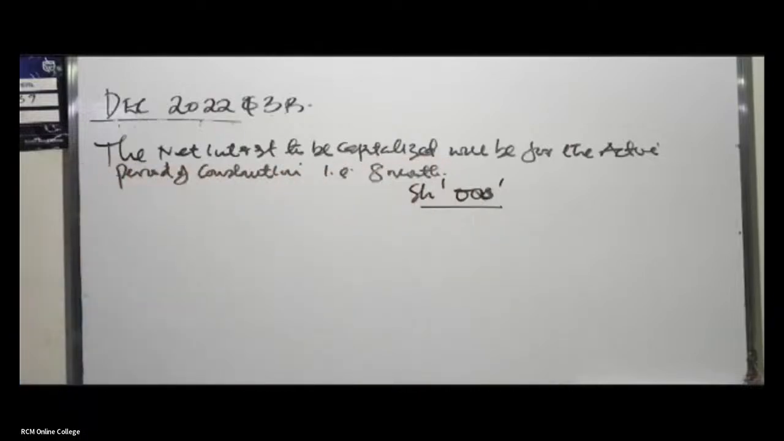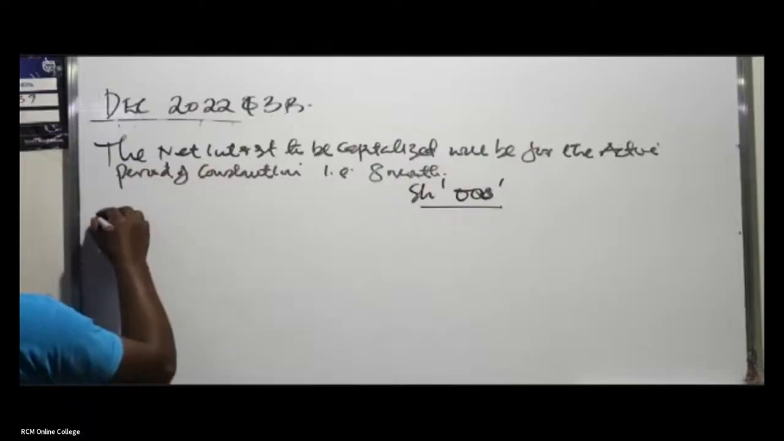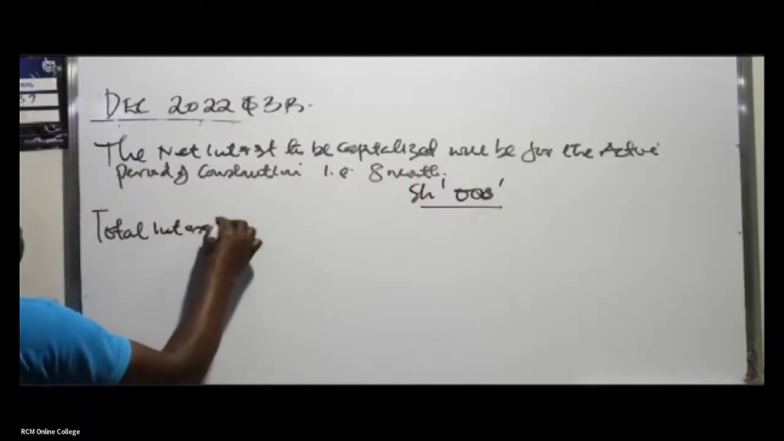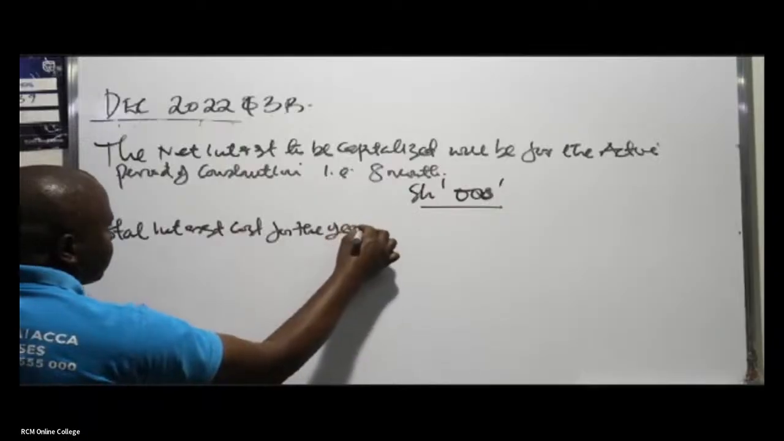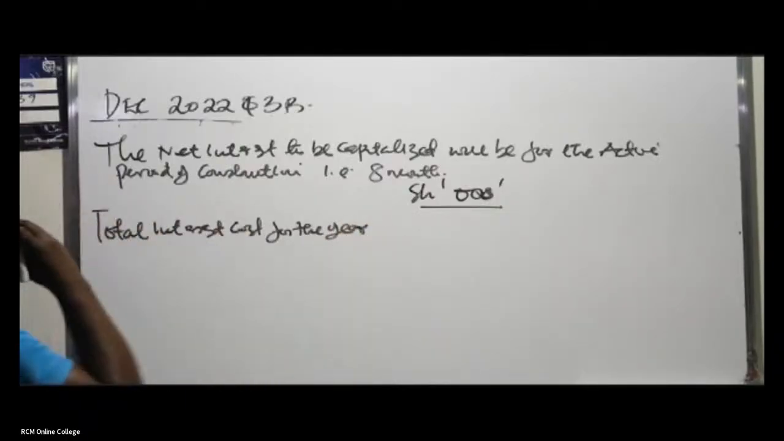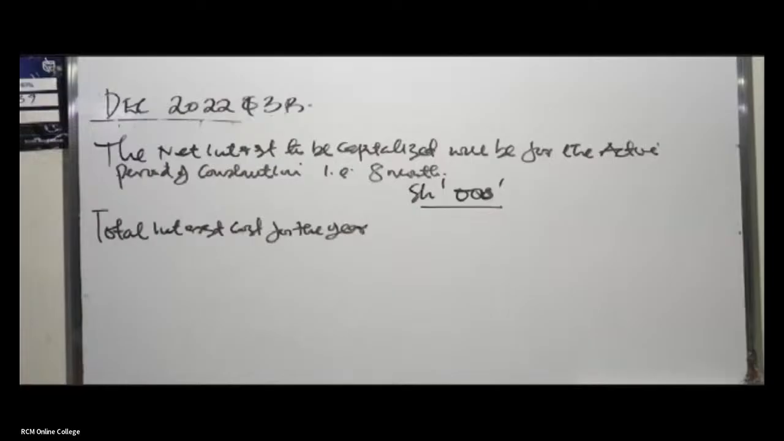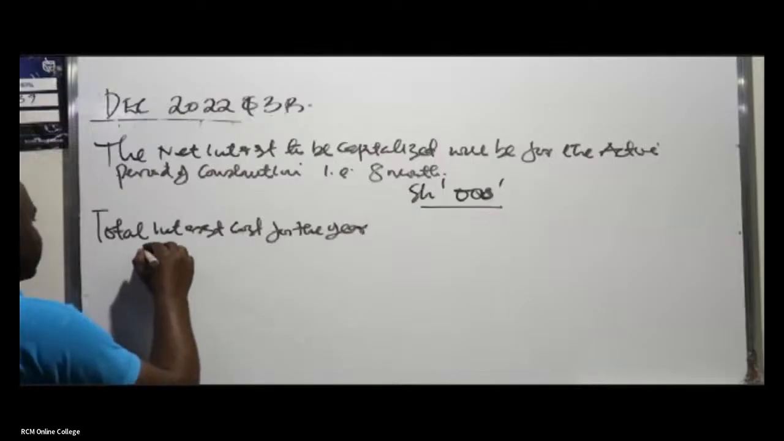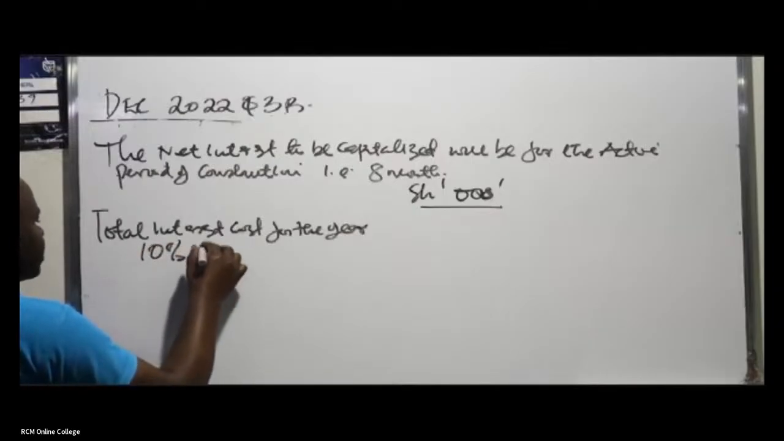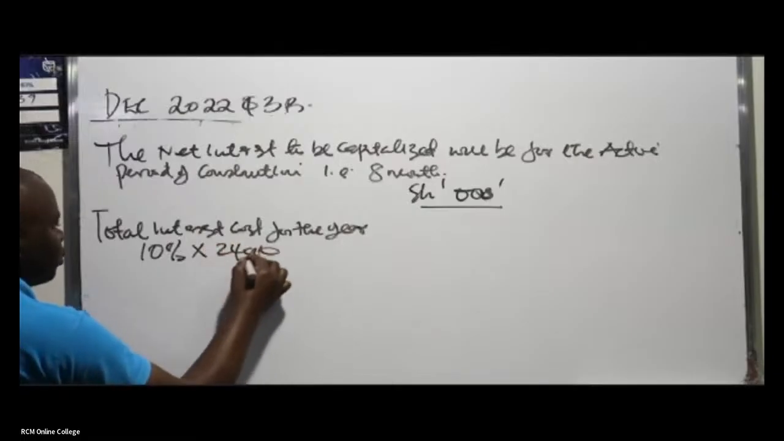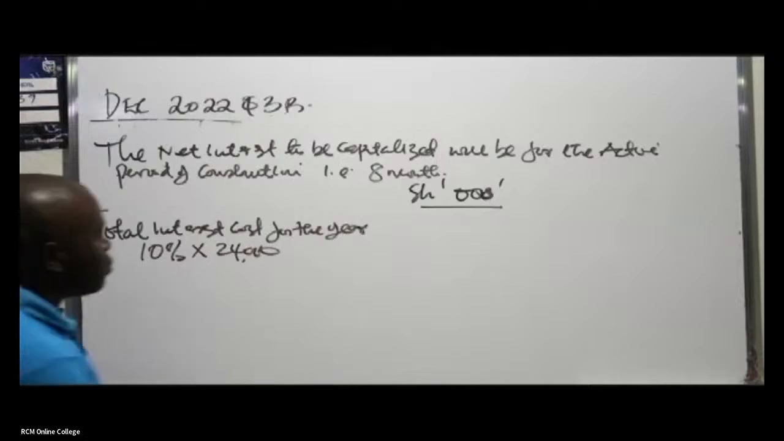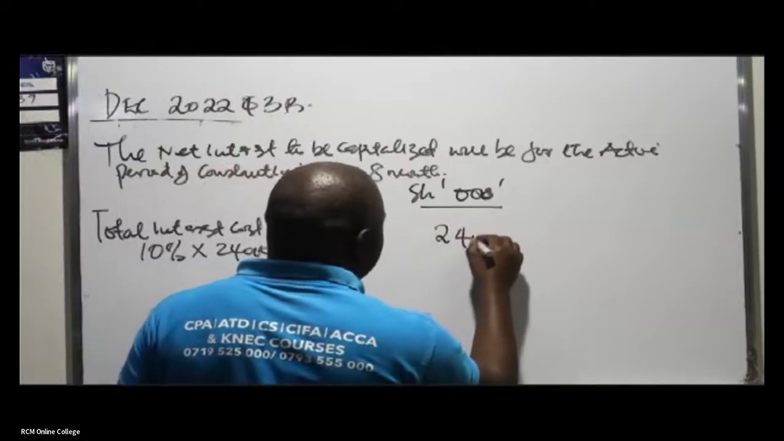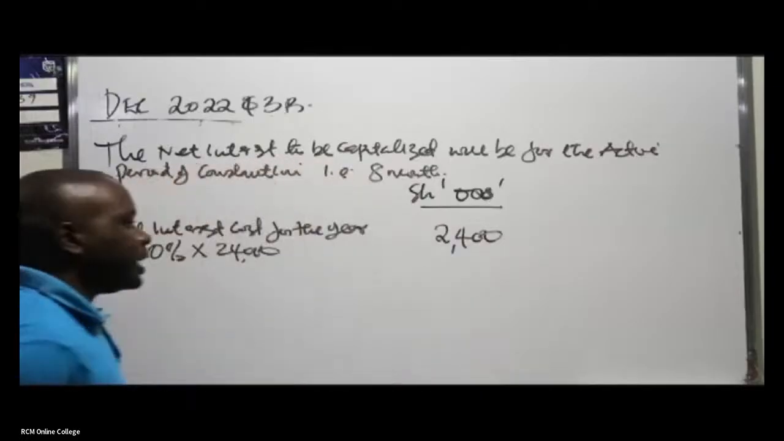So we will say total interest cost for the year. Because you can do the mathematics there, it is 10% multiplied by 24 million. So you'll get 2.4 million. This is the total for the entire year. But now we have the pre-construction period.